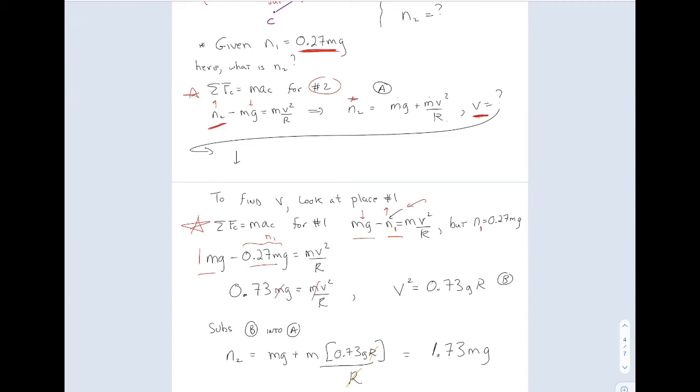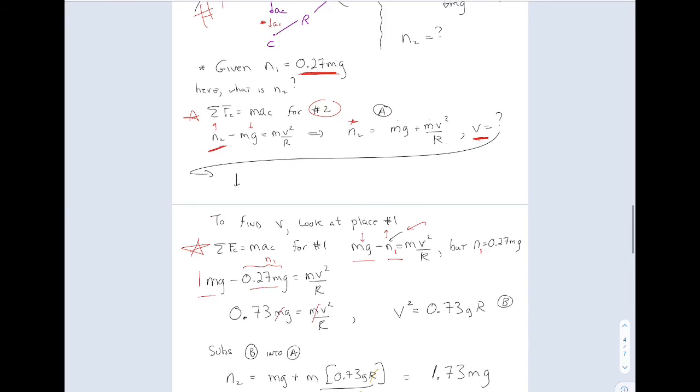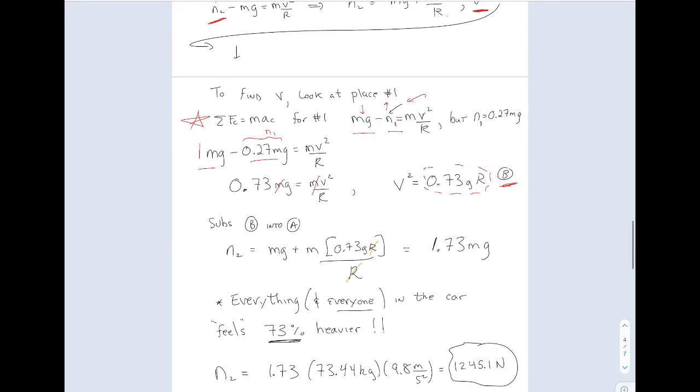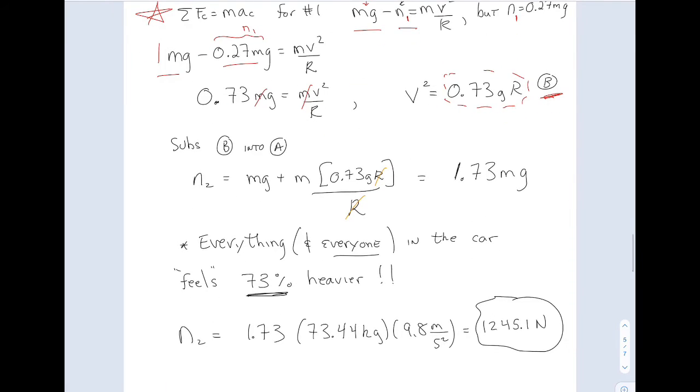Mass drops out. I could solve that for v, but I'm going to leave it as v squared because that's what I have right here in equation A. So I substitute B back into equation A. There's B, and this is equation A. So mg plus m times this whole thing, v squared over r. The r's cancel, and I have 1 plus 0.73. So that's what I was trying to find.